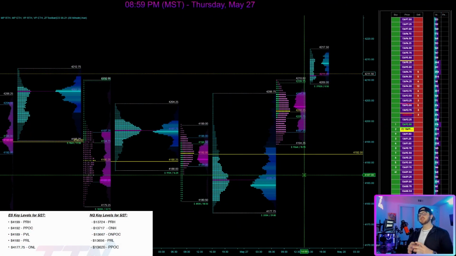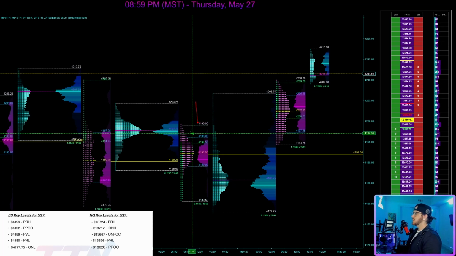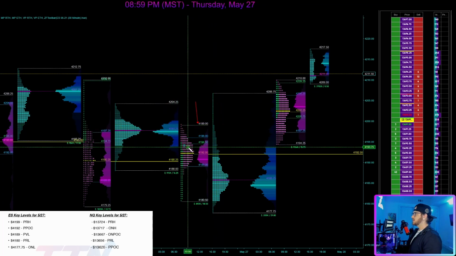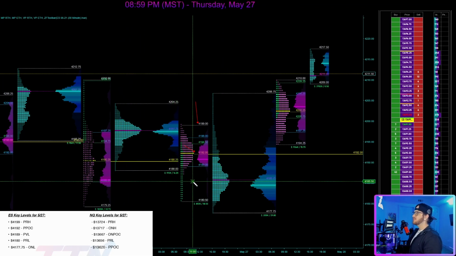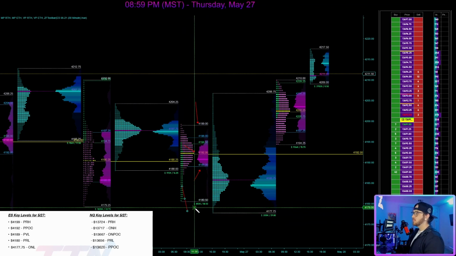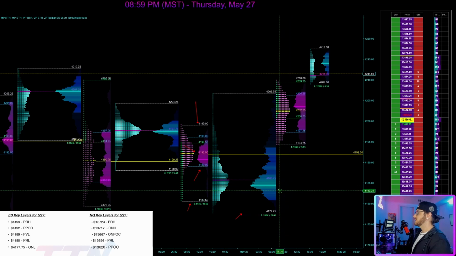Getting into the key levels for ES, we are starting with the prior range high at 41.99. You can see this was my first area of interest. The second key level was the prior POC, 41.92. Third level was prior value area low. Fourth level was the prior range low. And last but not least, I was looking at the overnight low at 41.77.